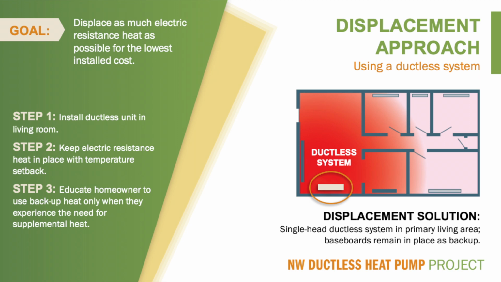In step 2, we plan to keep the electric resistance heat in the other rooms of the home and plan for its continued use as backup heat. Step 3 involves teaching the homeowner to use the old electric resistance heaters only when they feel the need to supplement the ductless heat pump. We also teach the homeowner how to properly use and maintain their ductless heat pump to achieve the best results.